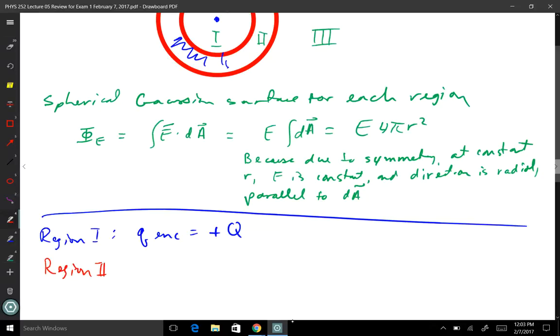Region 2, Q enclosed equals, it has the plus Q, right? That's still enclosed. But then I have to have plus the integral of rho dV. Now let's make life as easy as possible.